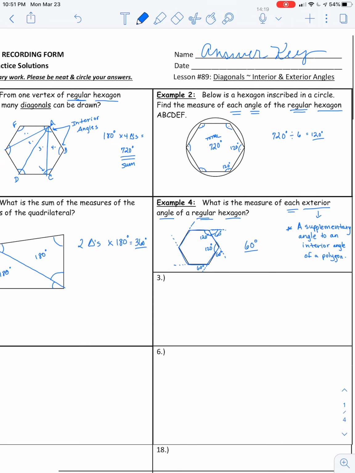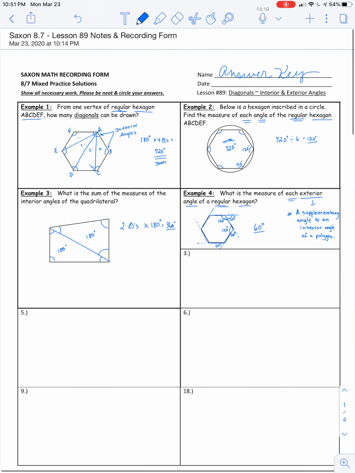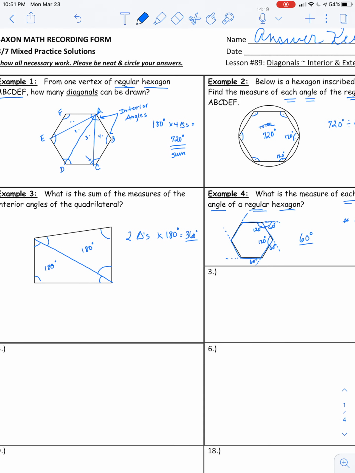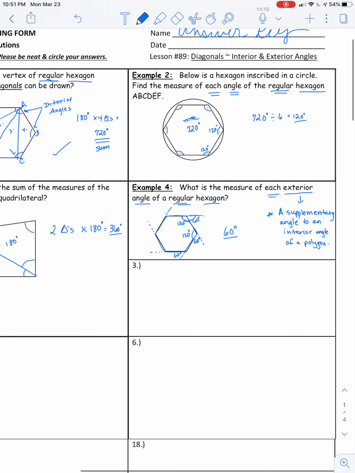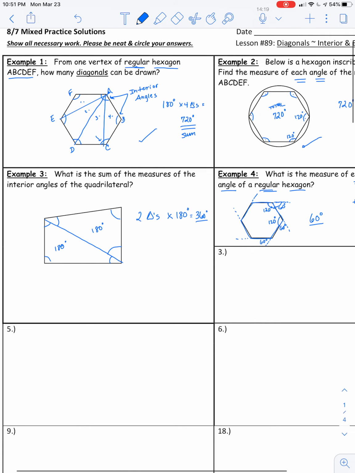I hope that you guys enjoyed learning a little bit about diagonals and our interior and exterior angles on our polygons. Today we specifically stuck to quadrilaterals as well as regular hexagons. So we learned a few things. We learned that the sum of all angles in a regular hexagon is 720 degrees. We can break that down to the measurement of one angle within our regular hexagon by dividing by the 6 angles, and we discovered that each angle is 120 degrees.